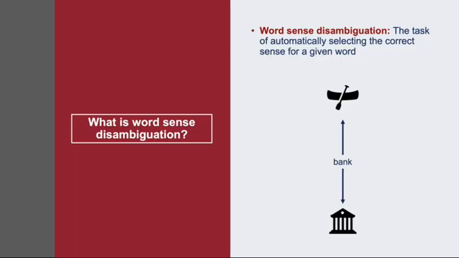Word sense disambiguation is the task of, perhaps unsurprisingly, disambiguating between different senses for a word. For example, if I tell you, I'm going to withdraw some cash from the bank, you can probably deduce that I'm referring to a financial institution and not the side of a river. It's actually quite tricky for computers to do this.